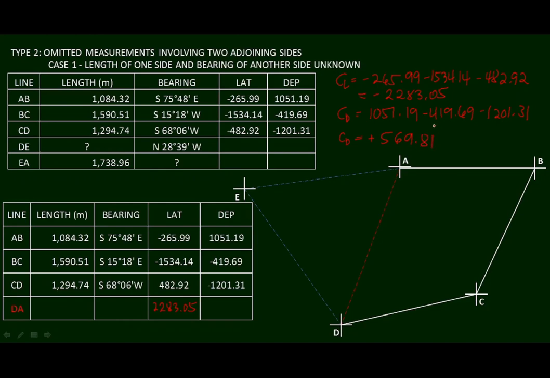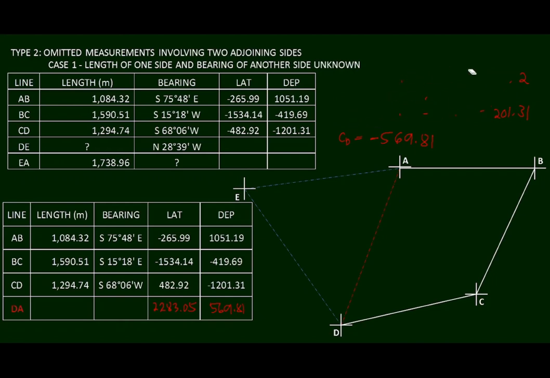691.81. That is negative. So, kapag ilalagay ko siya sa may departure ni DA, I'll take the opposite sign, that is positive 569.81. So, ganyan yung process ko to solve for the departure and the latitude of line DA.